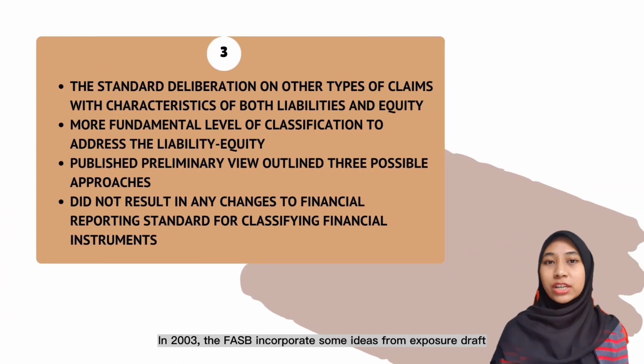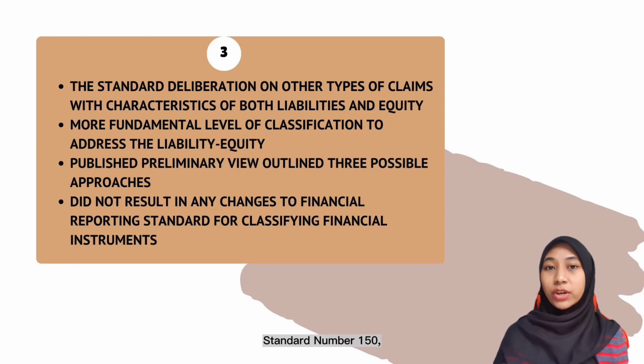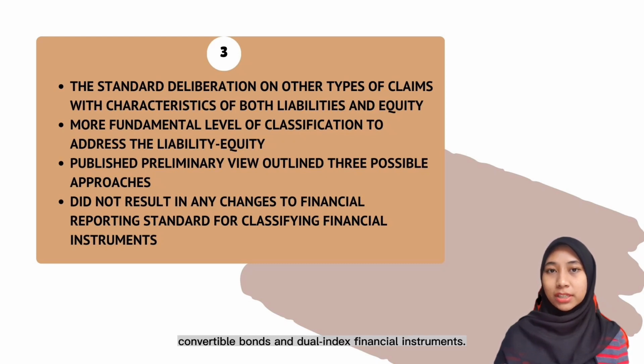In 2003, the FASB incorporated some ideas from the exposure drafts by issuing Statement of Financial Accounting Standards Number 150, which requires that share repurchase obligations be classified as liability, for example, mandatorily redeemable preferred stock. The standard deferred liability classification on other types of claims with characteristics of both liability and equity, including putable shares, convertible bonds, and dual-indexed financial instruments.